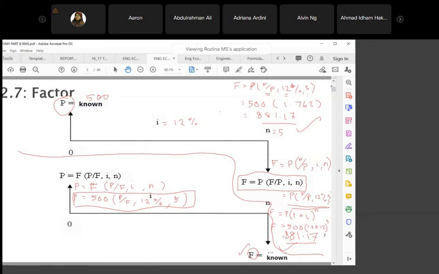Boleh? Simple lah. Yang ni still simple. Banyak simple, jauh lagi. Boleh?